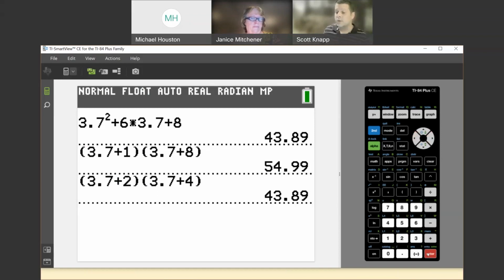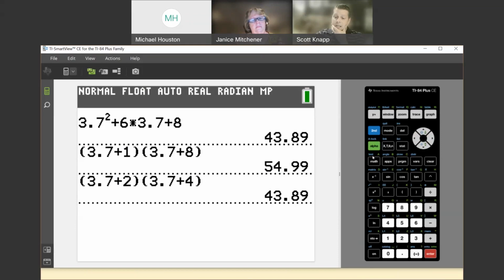Now, why did I choose 3.7? Sometimes you got to be careful because like we saw in the table before, if x was 0, 0 is kind of a special number. You may end up tricking yourself into thinking things are equivalent. 3.7 probably isn't going to do that, and that's why I chose that.